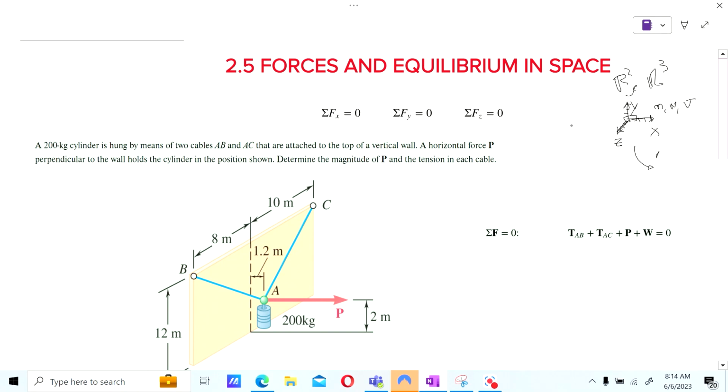equilibrium in space. So the concept of equilibrium in space is that the summation of all the components of your system is going to be zero, in x, y, and z. If they're not zero, the system is not in equilibrium and is moving. So in dynamics, this is not going to be zero. But in statics, this course, this always has to be zero.